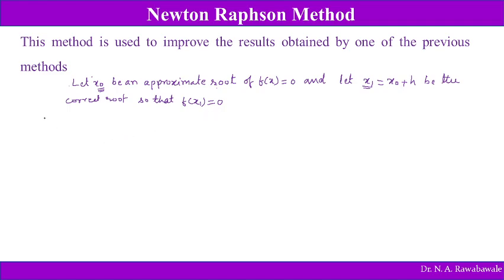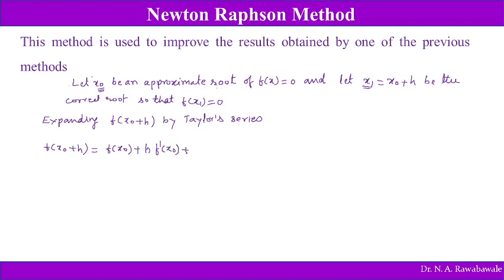So expanding f of x naught plus h by Taylor series, we get f of x naught plus h as f of x naught plus h f dash of x naught plus h square divided by 2 factorial f double dash of x naught plus and so on, which is equal to 0.